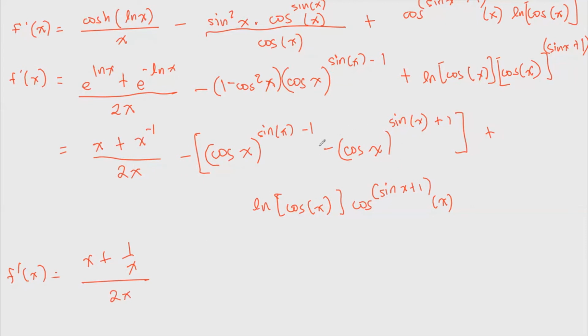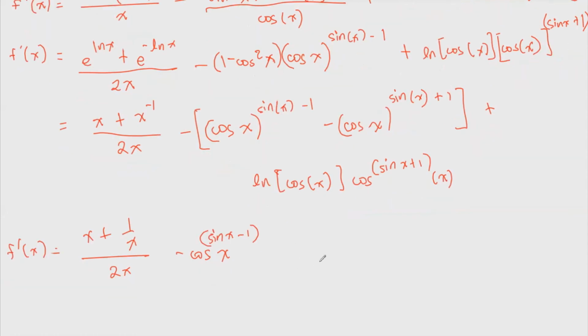Now this can be simplified further into x plus 1 over x and then divided by 2x. So we also have minus cosine of x raised to sine of x minus 1, and then we have minus, so that becomes plus, so we have plus cosine raised to sine x plus 1 of x factored out from this expression, so that's positive 1 because it's actually distributed right here.